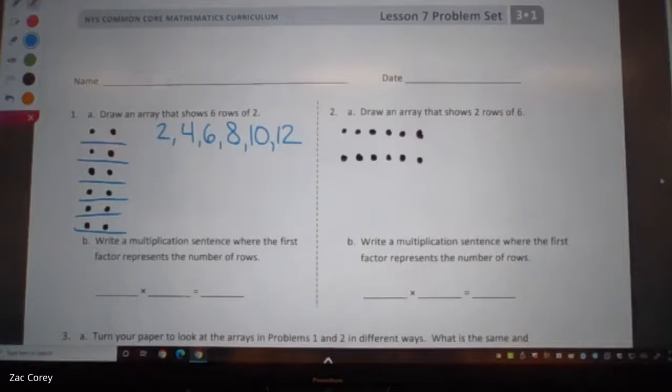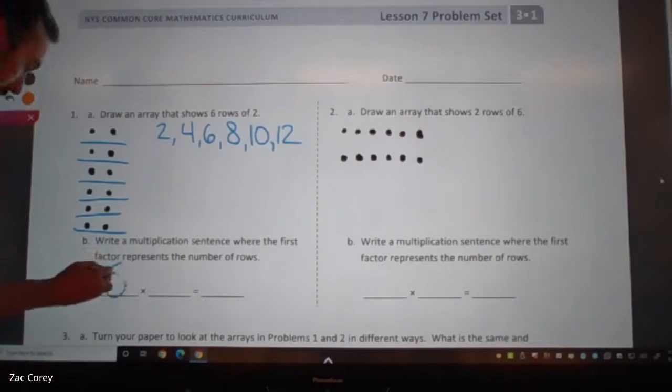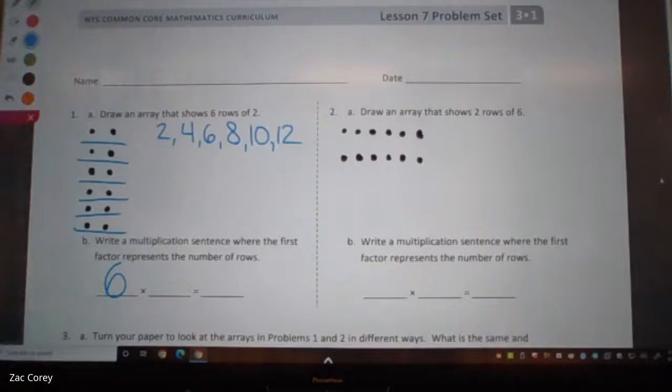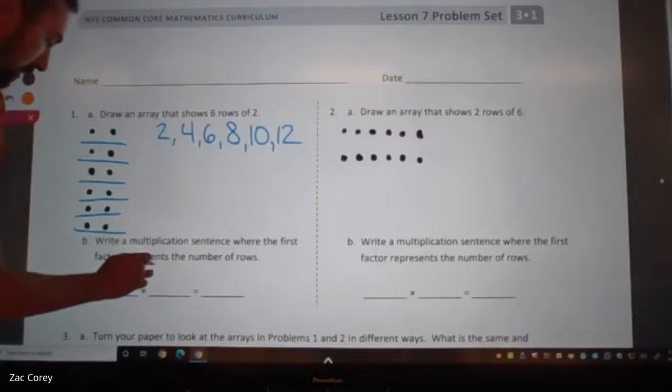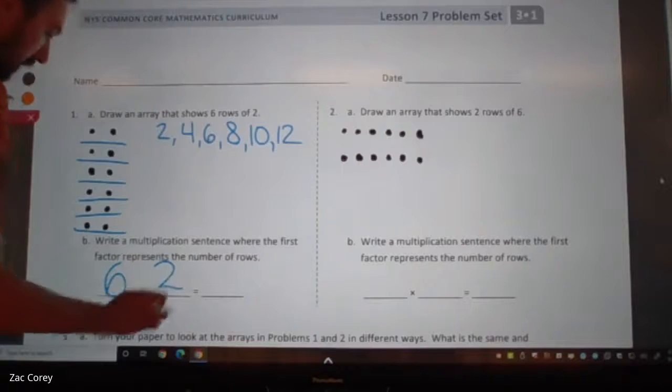And then the next one, on yours, it's letter C. On mine, it's B, but it's basically the same question. It says, write an equation to represent the total number of objects in your array. So remember, the first number that we always write is the amount of groups or the amount of rows. In this situation, we're talking about 6 rows, so that number 6 comes first. The next number tells us how many are in each group or in each row. This time we're working with rows, and we have 2 in each row. So it would be 6 times 2.